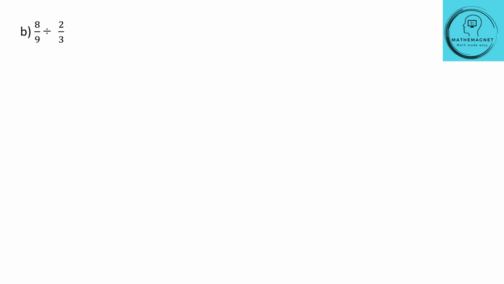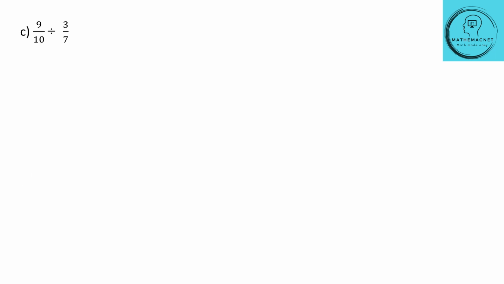The next question, B. 8 by 9 divided by 2 by 3. It can be rewritten as 8 by 9 into 3 by 2. 3 and 9 cancel out each other 3 times. And 2 and 8 will cancel out each other 4 times. So it will become 4 into 1 by 3 into 1, which will be equal to 4 by 3. That can be written as a mixed fraction as 1 1 by 3. So that will be your final answer.